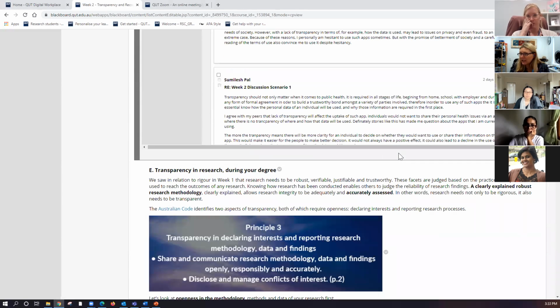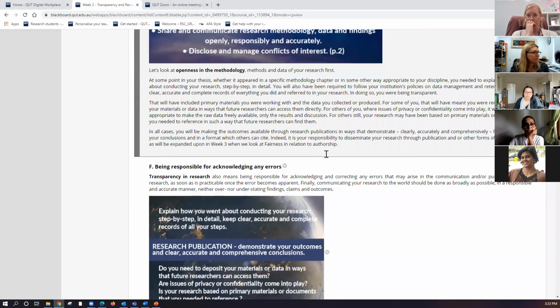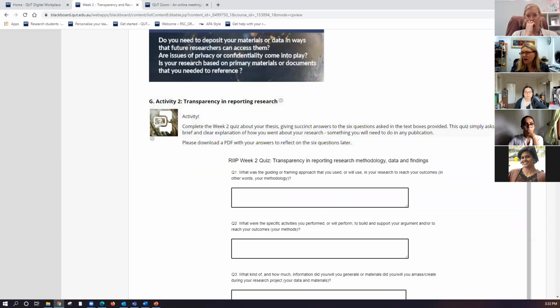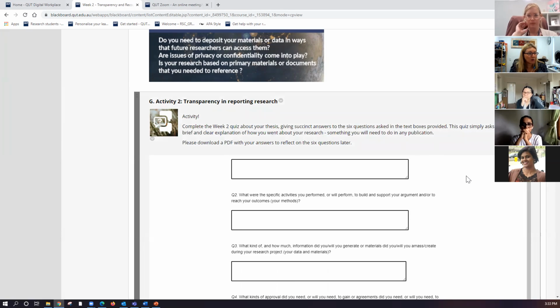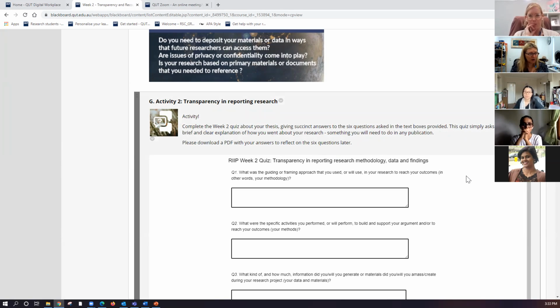All right, so let's move on. I wanted to ask you guys about this one, the transparency in reporting research. So you can see here that there was a bit of a template and some questions around giving a clear explanation of how you went about your research or are going to. Did anyone want to talk about any issues that they've had or anything they want to share? You don't have to go through every one of those questions, but you might have had some good experiences or some experiences that you learned from. Did anybody want to add anything there?